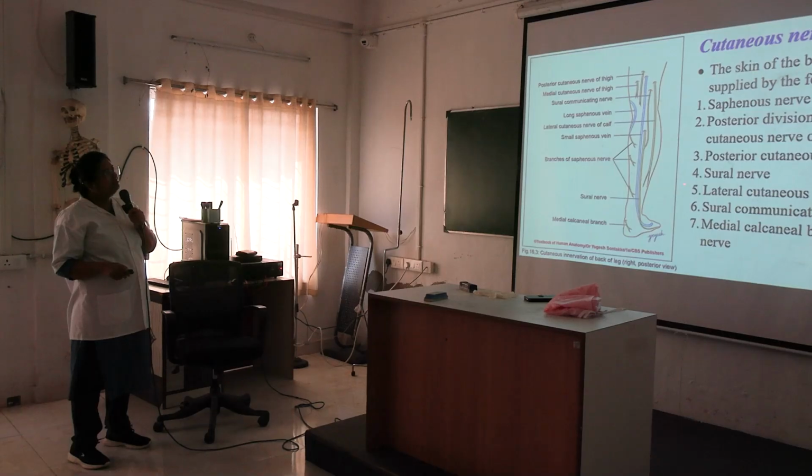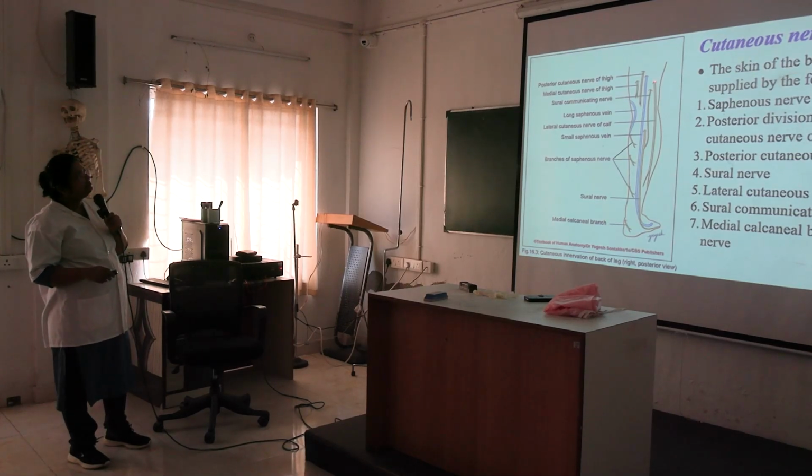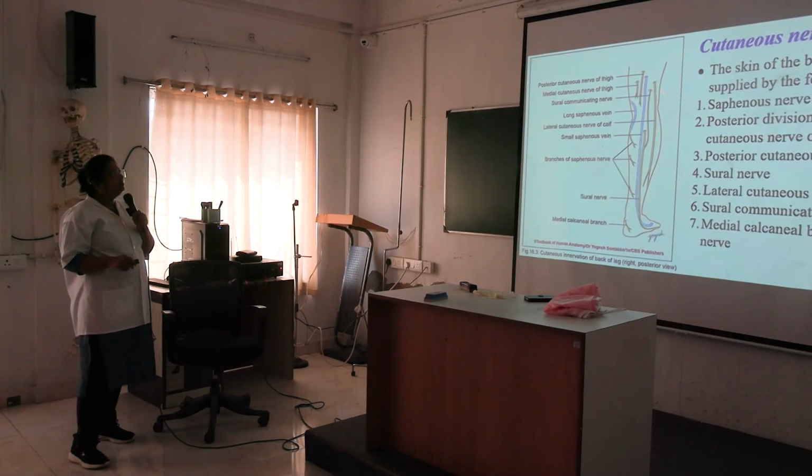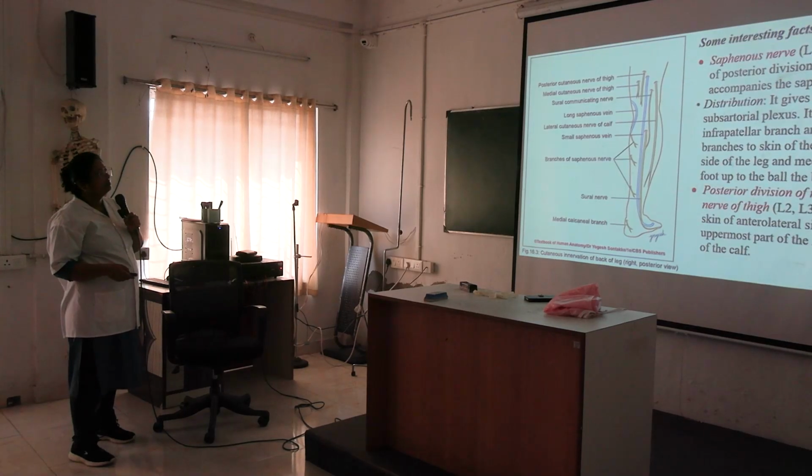Posterior cutaneous nerve of thigh. Sural nerve. Okay, so this one is the sural nerve. Then lateral cutaneous nerve of calf. Here is the lateral cutaneous nerve of calf. And sural communicating nerve. Here is the sural communicating nerve. And medial calcaneal branch of the tibial nerve. Here, medial calcaneal branch of tibial nerve.